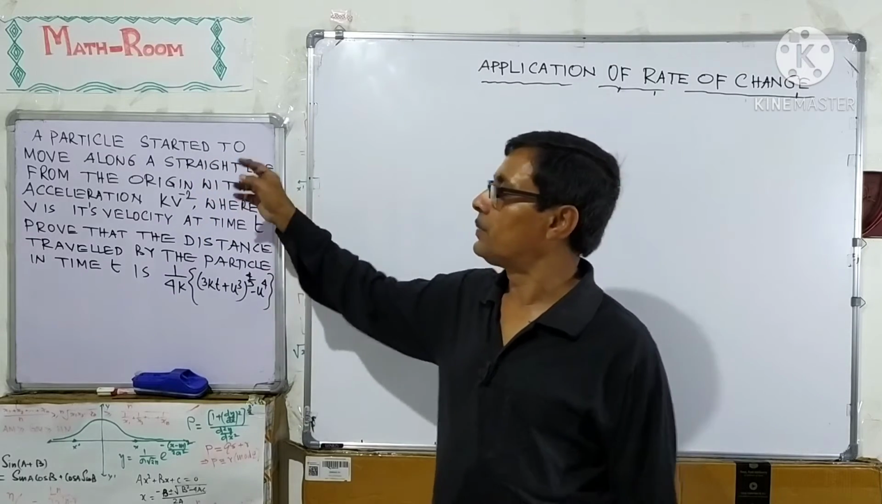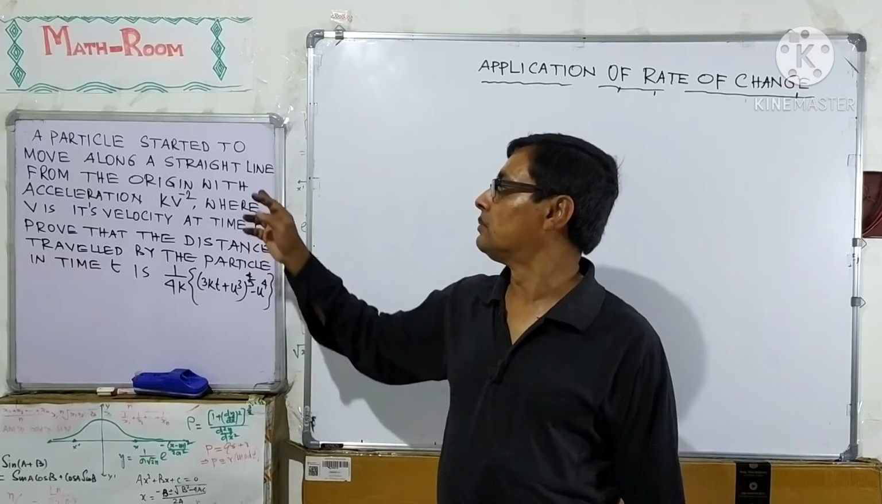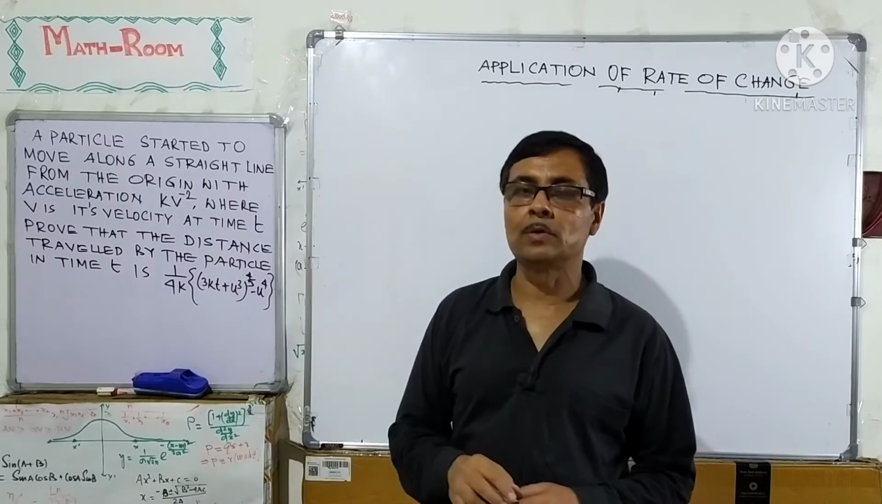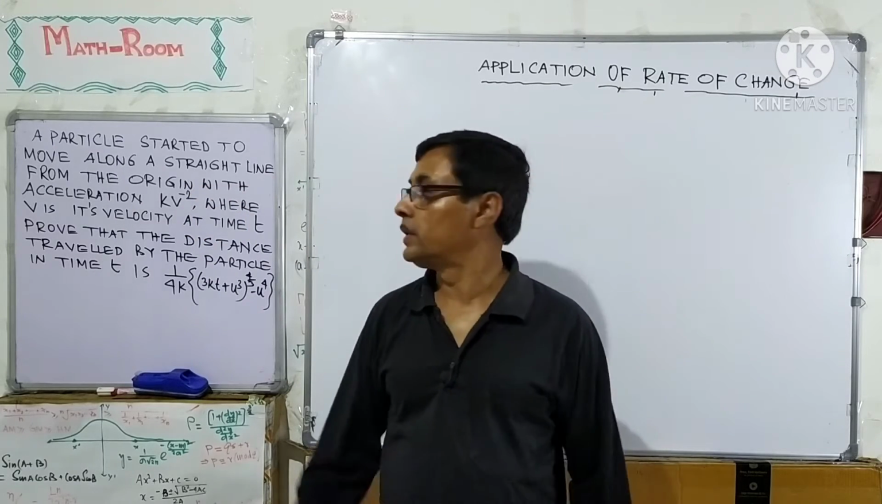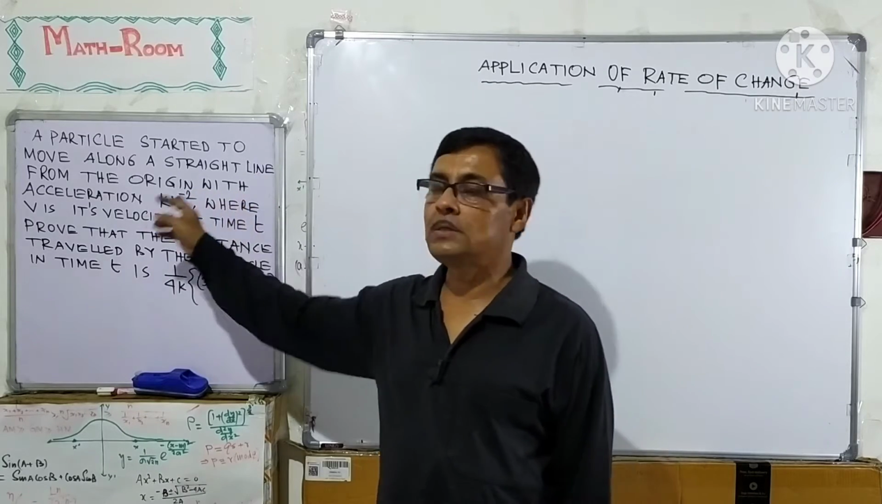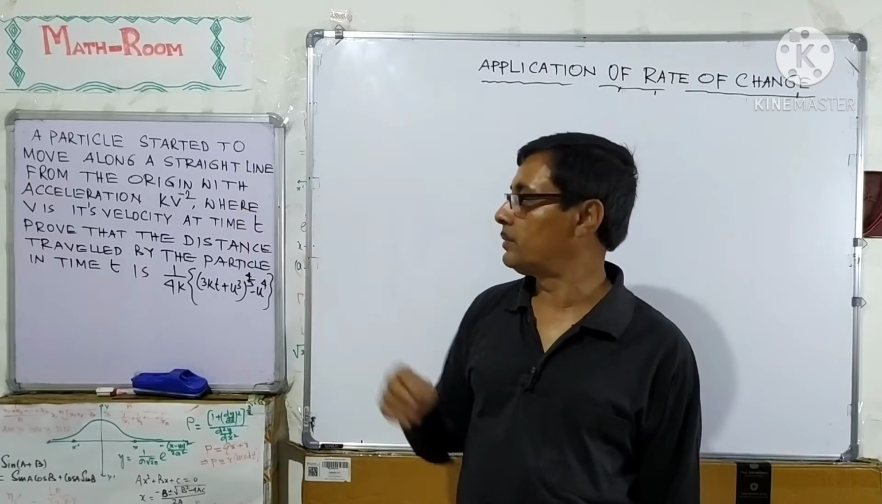The problem is: a particle started to move along a straight line with acceleration k v to the power minus 2, where v is its velocity at time t.